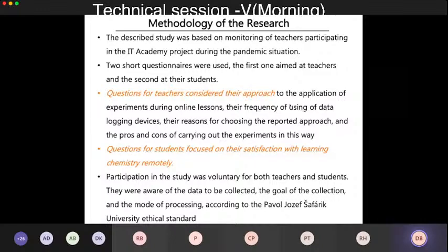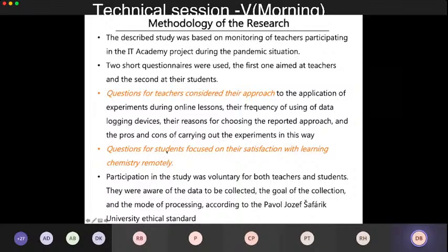So the study described in this paper is based on monitoring of teachers participating in the IT Academy project during the pandemic situation. The IT Academy also conducted a survey here, two short questionnaires were used, first aimed at teachers and then students. The questions for teachers consider how they approach a particular set of experiments in a virtual platform, the application of experiments during online lessons, their frequency of using data logging services, their reasons for choosing the reported approach, and the pros and cons of carrying out experiments in this way.